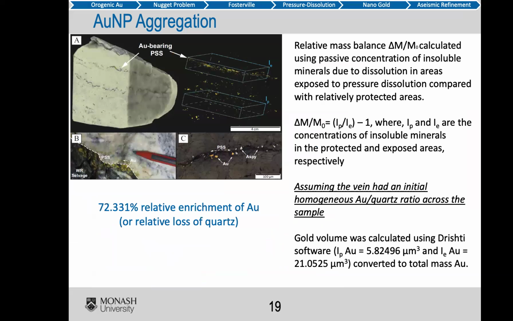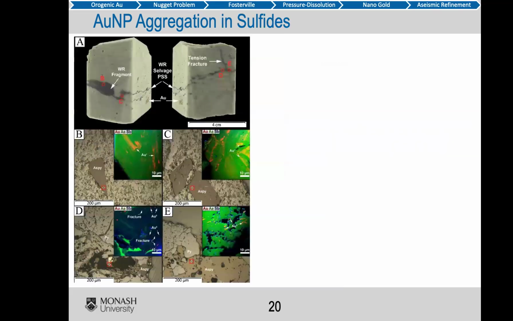In the case of this sample here, I took a volume around this stylitic seam that was rich in gold. And I took the same amount of volume, but away from the stylite seam, in the center of the vein. The assumption here is that the vein would have been homogeneously mineralized throughout before pressure dissolution happened. I ended up with a 72% relative enrichment of gold, or if you like, 72% dissolution of quartz. That's just the math I did. But we worked with the assumption that the vein was homogeneously gold mineralized, and then we just removed enough to explain that stylite.